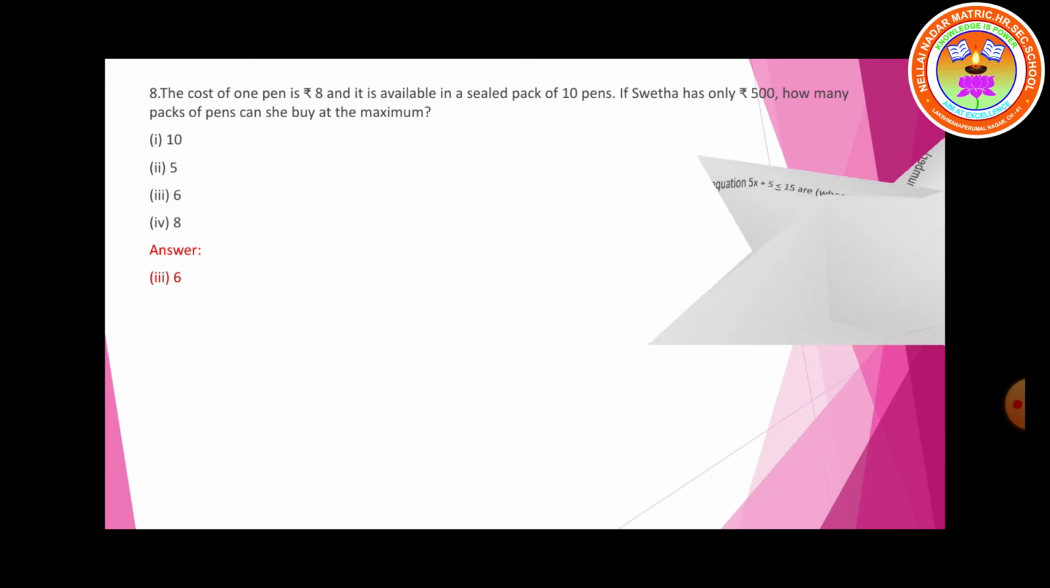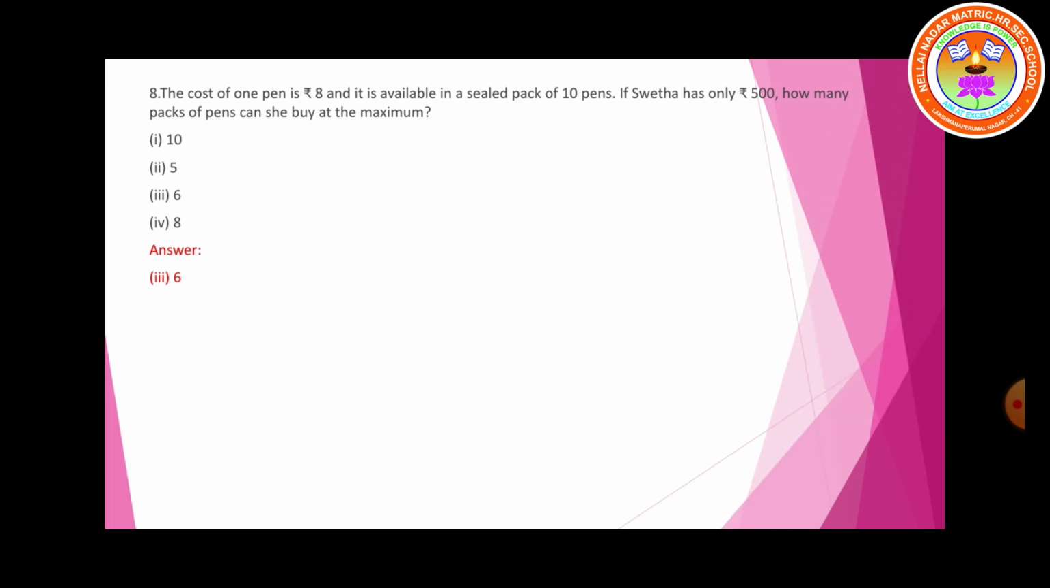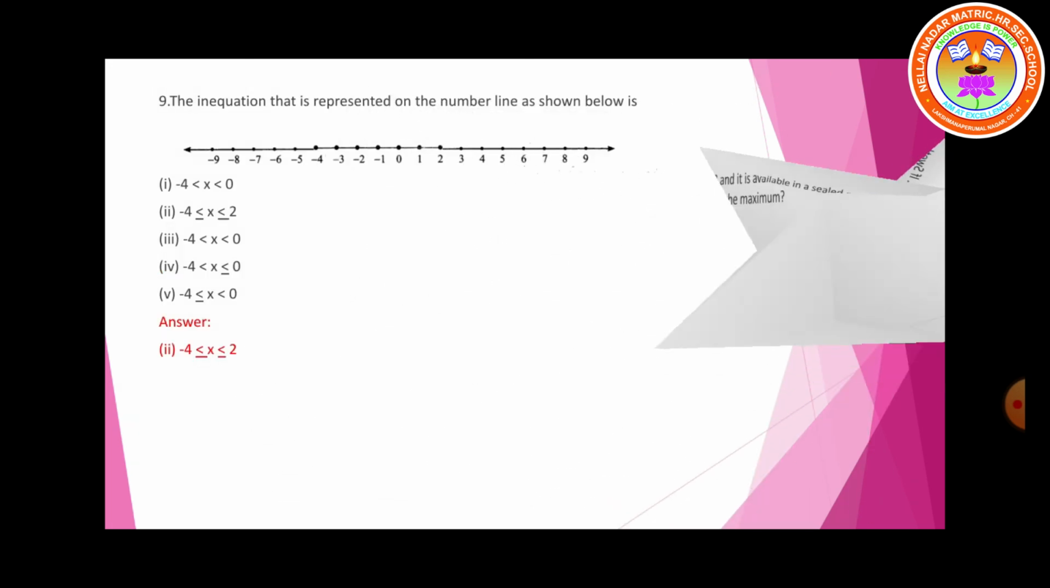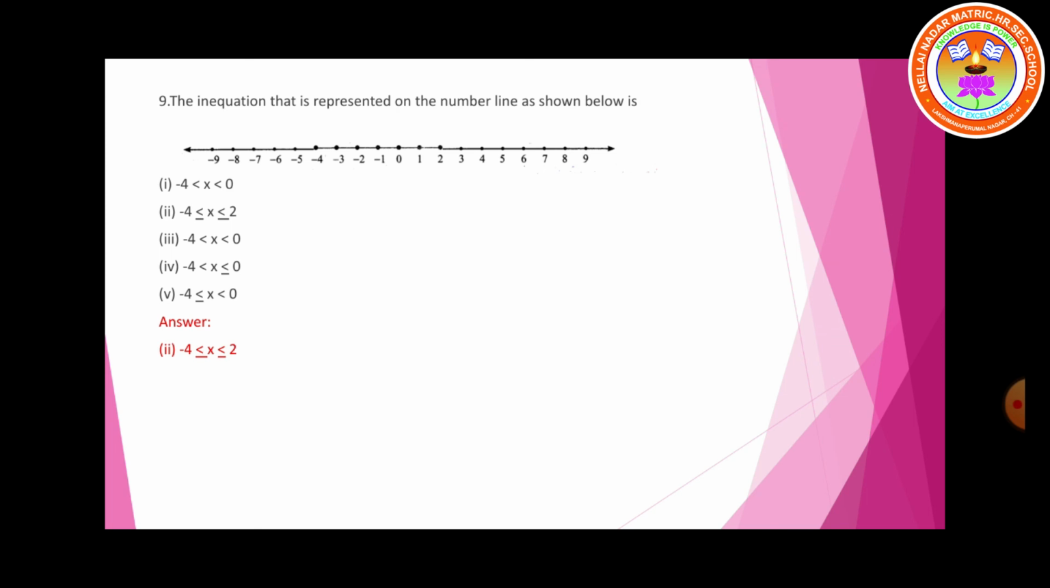Next one, the cost of one pen is rupees 8 and it is available in a sealed pack of 10 pens each. Sweta has only rupees 500. How many packets of pens can she buy at the maximum? The answer is 6. Next, the inequation that is represented on the number line as shown below, with points at minus 4, minus 3, minus 2, minus 1, 0, 1, 2. So, how to write that one? The answer is minus 4 less than or equal to x less than or equal to 2.